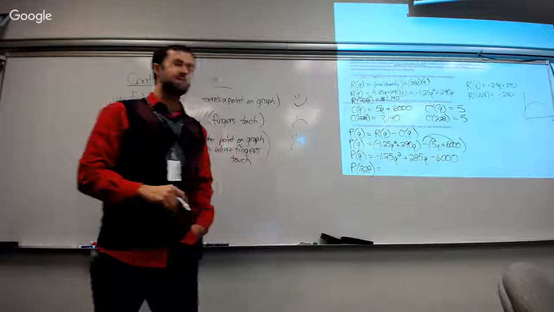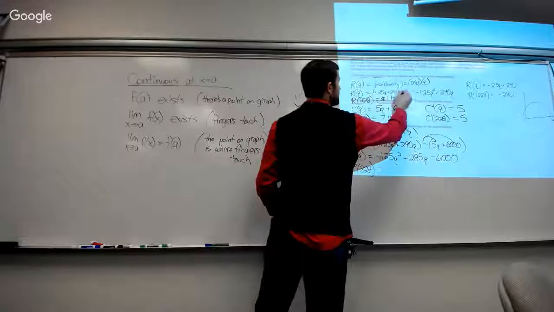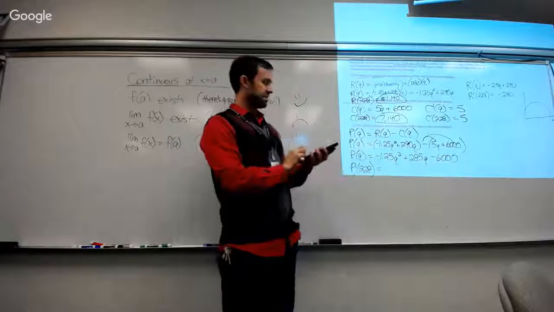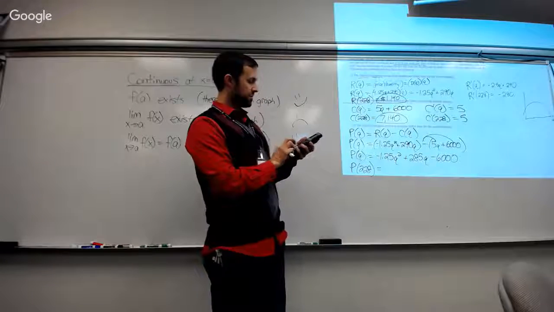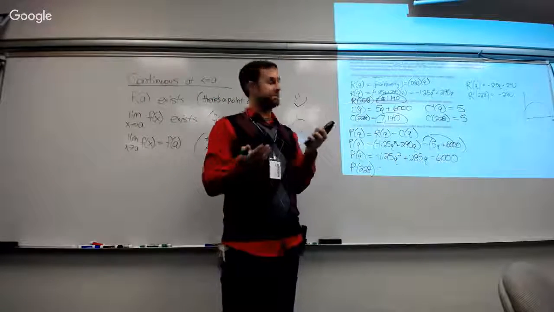So how much profit did we get from 228 items? First of all, do we already know the answer? Because we already know the revenue and the cost from 228 items. So what should our answer be? The answer should be 1140 minus 7140. Our answer should be negative $6,000.